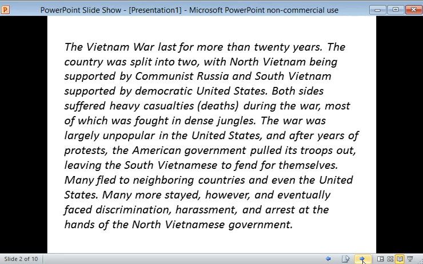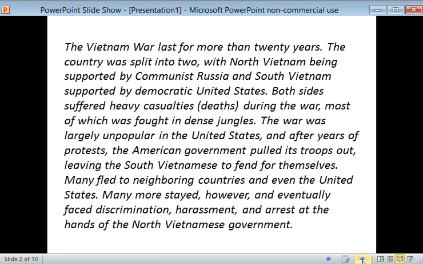It's our context paragraph. Many of you have never read about the Vietnam War before, so this paragraph provides a little bit of background information. The Vietnam War lasted for more than 20 years. The country was split into two, with North Vietnam being supported by Communist Russia and South Vietnam supported by Democratic United States. Both sides suffered heavy casualties or deaths during the war, most of which was fought in dense jungles.